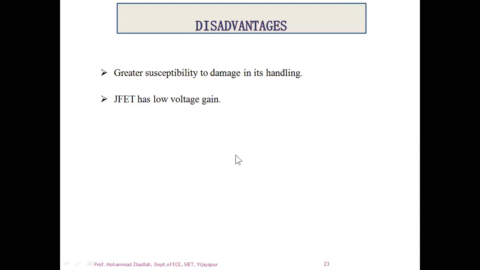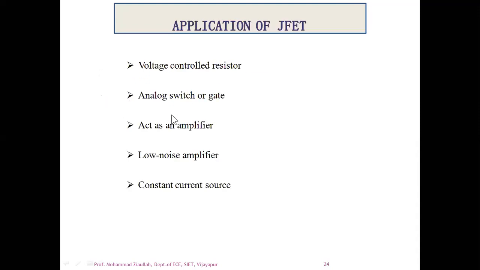But there is a small disadvantage: greater susceptibility to damage during handling. Once you cross the handling capacity of the JFET, there will be a breakdown, and that breakdown will damage your JFET. Other than that, the JFET has a very low gain. Looking into the applications of JFET here, it is a voltage controlled device, and it can be used as an analog switch or gate. It acts as an amplifier as well as a low noise amplifier, and it is a constant current source.